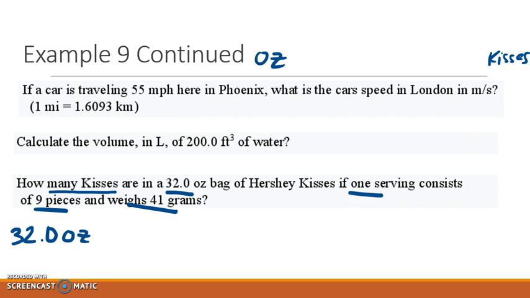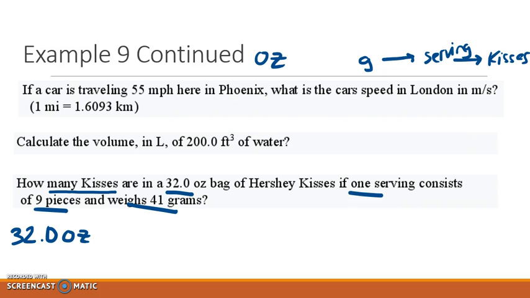Okay, so what information are we given? We're given that one serving consists of 9 pieces and that weighs 41 grams. So 9 pieces or 9 kisses, that's actually something that we're going to end up with. So we know that there's a relation between kisses and then one serving. So I'll just write serving here. Okay, and we know that there's a relation also between serving and grams, because we know that one serving, which is 9 pieces, is also 41 grams.